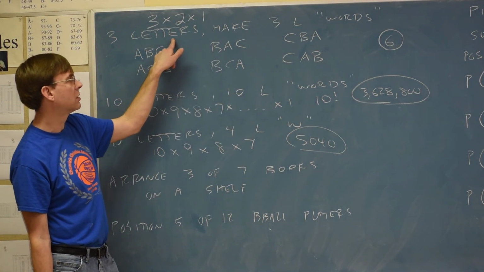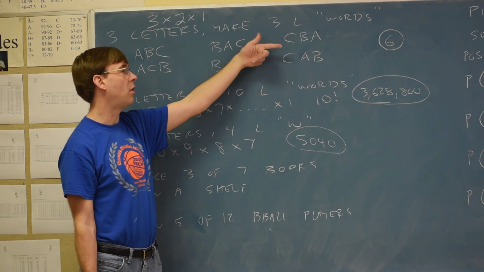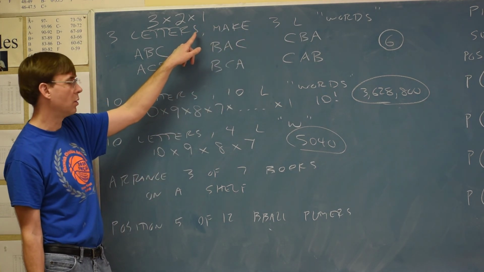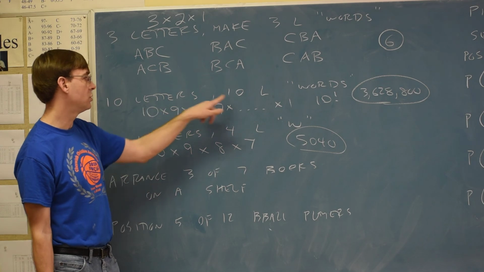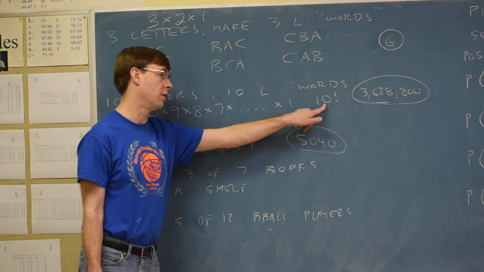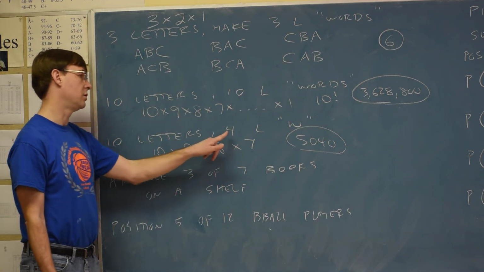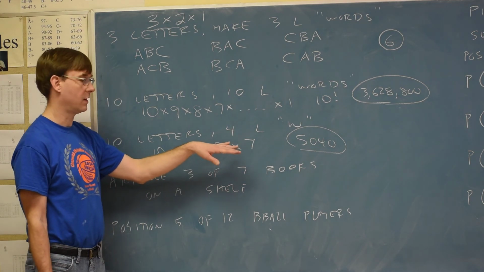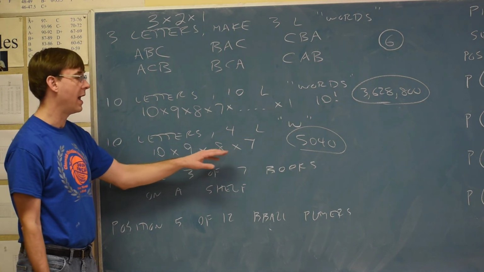So 3 letters, make 3-letter words, use up all the choices, that was a factorial button. 10 letters, use all 10, that's a factorial button. 10 letters, use only 4 of them, that is not a factorial button. We'll just multiply that out for now.